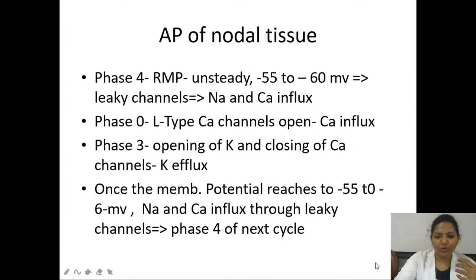So ultimately, potassium efflux occurs. Now once the membrane potential reaches minus 55 to minus, sorry, there's a mistyping here, it's minus 60 millivolt, sodium and calcium influx through the leaky channels starts. As a result, phase 4 of the next cycle begins, right?